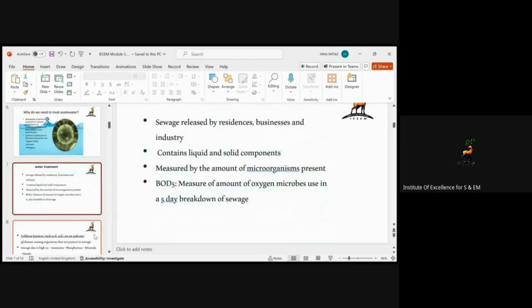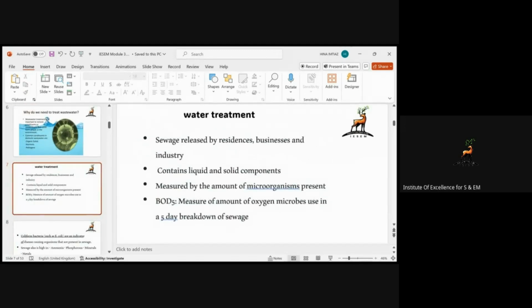So the next thing is water treatment. There are some typical standards, so we have to measure these standards in the wastewater so that we can treat that water. For instance, the sewage released by residents, businesses, and industries can contain both liquid and solid components. It depends upon the type of wastewater, which industry released it, so that we can recover or recycle that particular liquid or element from that wastewater.